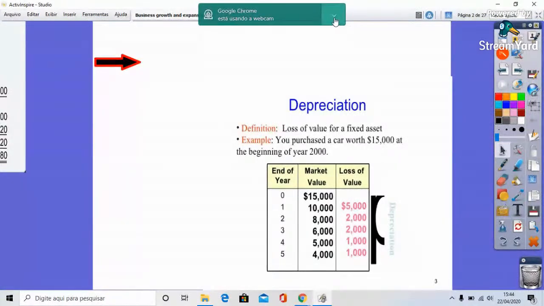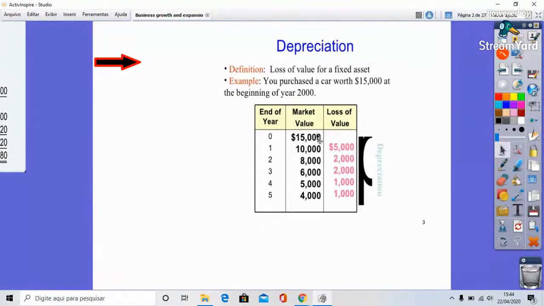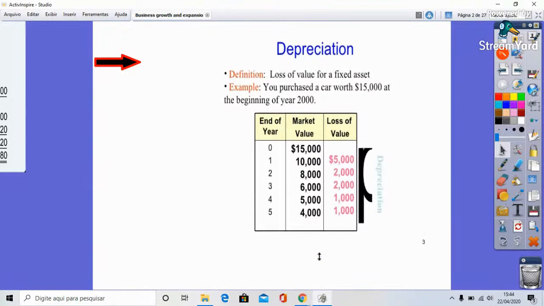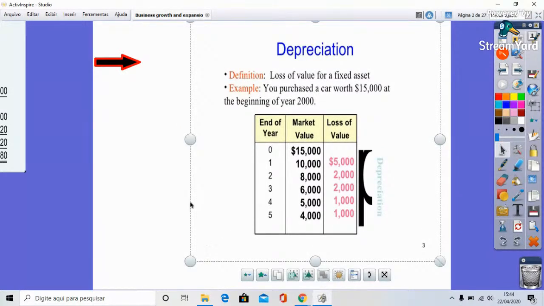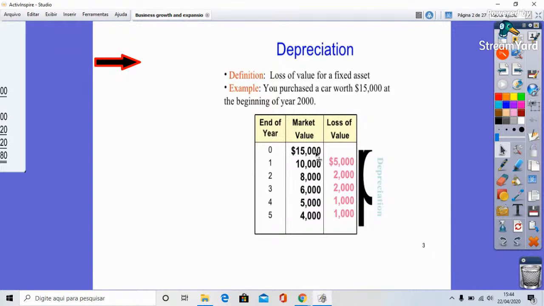Before we started the lesson, I told you I would talk about the meaning of depreciation, because this is a word you will see a lot. In the dictionary, it's the loss of value of a fixed asset. Here is an example. Imagine I bought a car which cost $15,000. In 1 year it went to $10,000, then $8,000, and by the 5th year it went to $4,000. The loss of value is what we call depreciation.